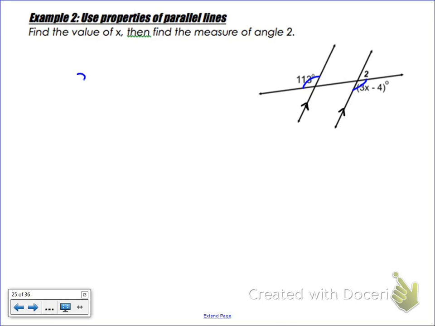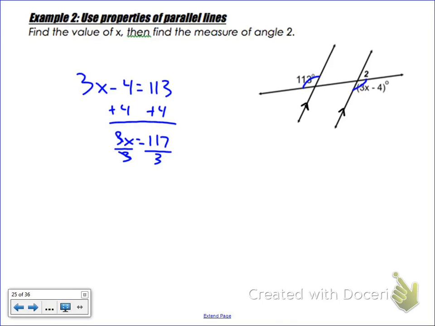So we're just going to set 3x minus 4 equal to 113, and we're going to solve for x. Add 4 to both sides. 3x equals 117. Divide both sides by 3. 3 is going to cancel out, and x is going to equal 39.